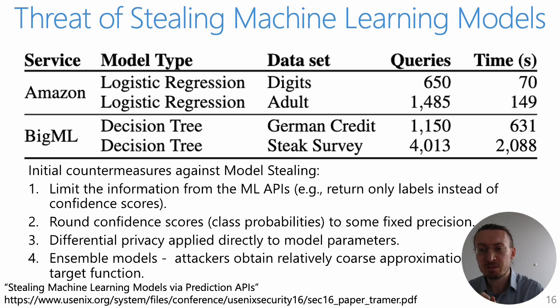Specifically, we will show how to apply PATE to the model outputs to limit the information leakage from a given model behind the ML API. Finally, the authors of this paper also proposed that we could leverage the idea of ensembles, and this will also be covered in our lecture later on. The main point is that the attacker might obtain only an approximation of the target function, since the function is not expressed by a single model.